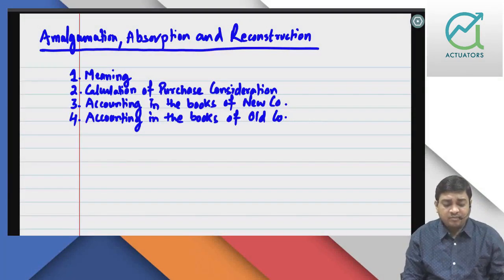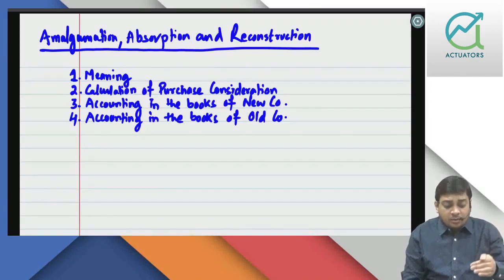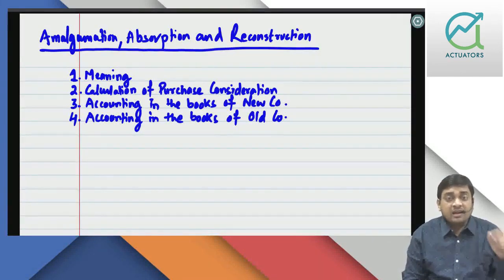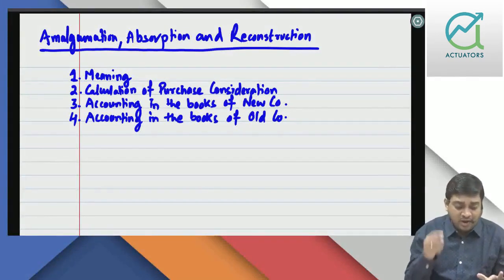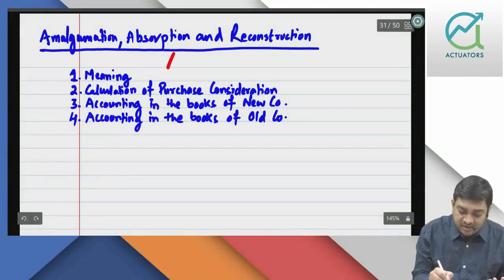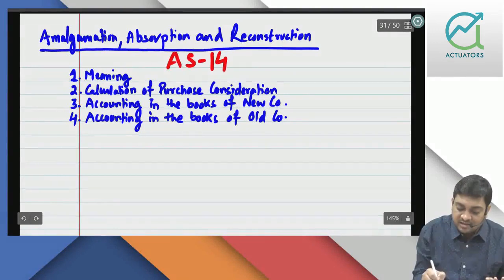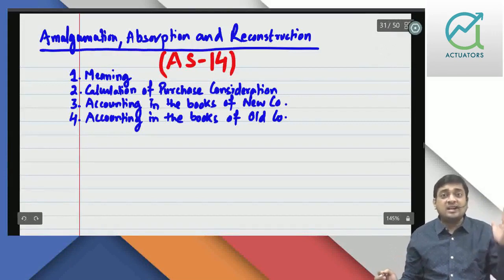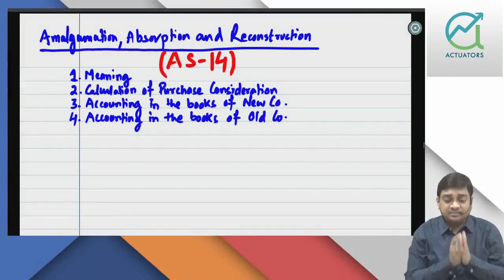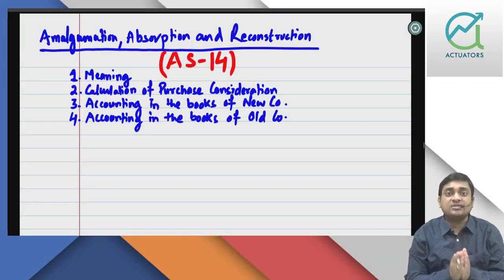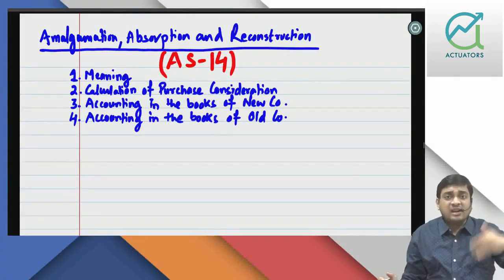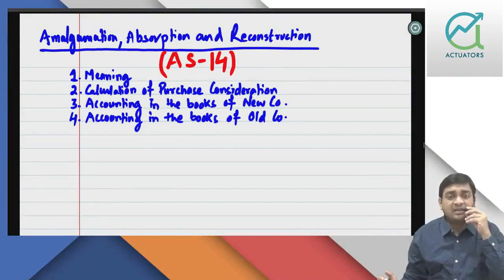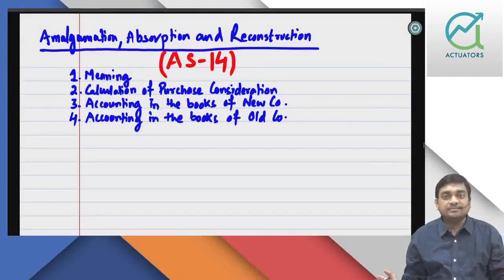Now, before going into these topics, I would like to tell you one very important point, that whenever you study this chapter, you have to study with reference to AS 14. It means AS 14, accounting standard 14, specifically deals with amalgamation, absorption and reconstruction. So whatever accounting treatment that we are going to do in this chapter, that will be in accordance with accounting standard 14.